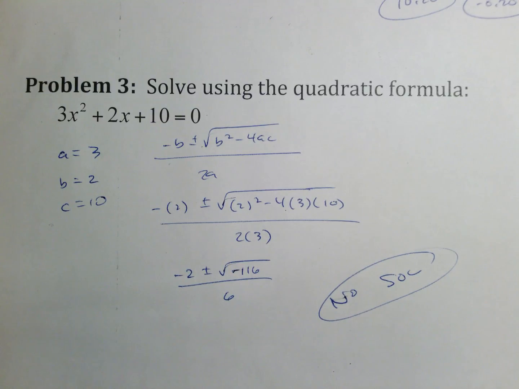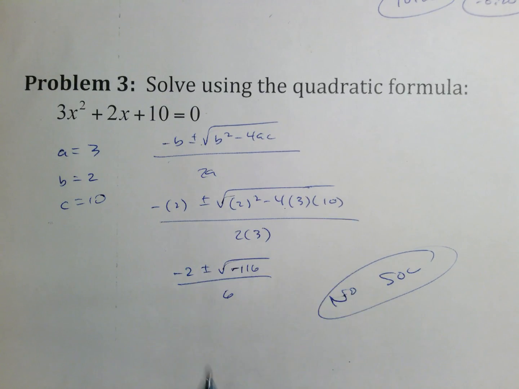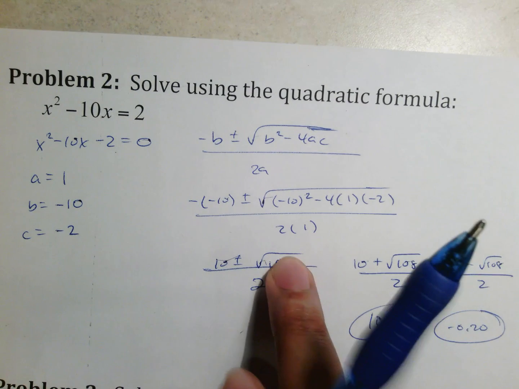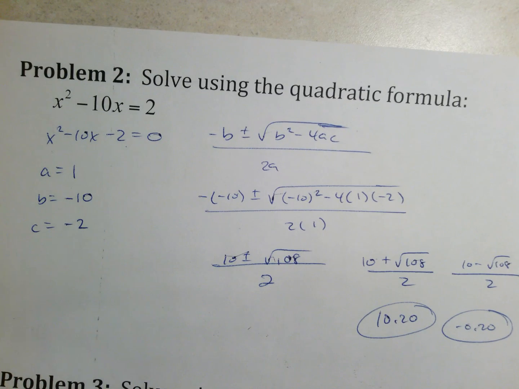on this one. So if you ever get a negative on your B squared minus 4AC, understand that there is no solution. Notice that we had 2 solutions here. B squared minus 4AC was positive. Every time B squared minus 4AC has been positive, we've had 2 solutions. Every time it's been negative, we've had no solutions.